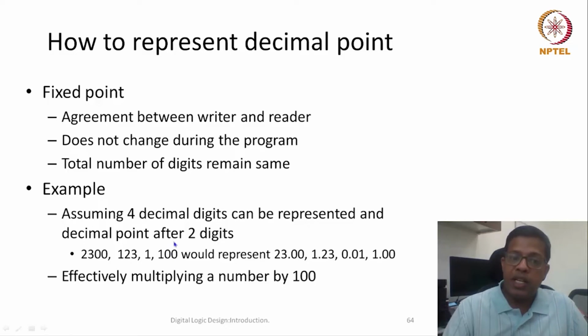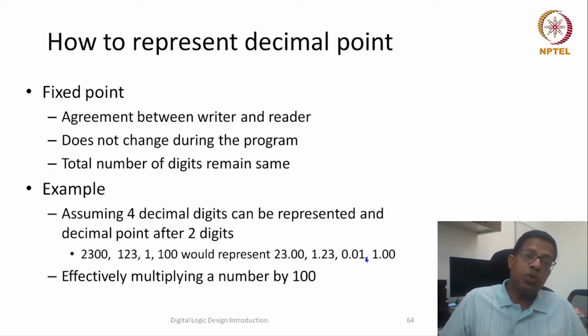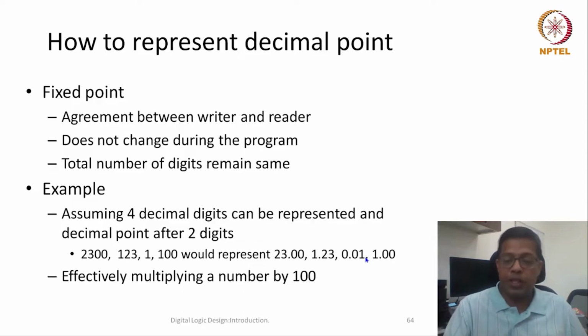So effectively, whenever I am writing, I am multiplying it with some particular factor, and whenever I am reading 2300, I would divide it by 100, so I will get 23.00 as the actual notation. Or if the number 1 is given, then I have to divide it by 100, so it will become 0.01. So in this way we can represent binary numbers also. This was the example of decimal numbers. In a similar way, in binary numbers also we can represent this point.